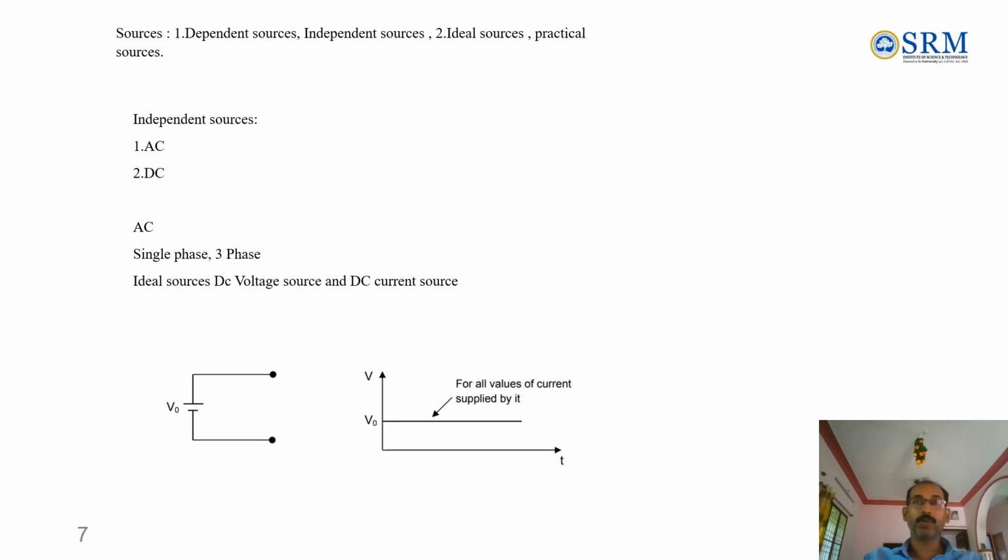For example, if you take a voltage source, definitely there will be some internal resistance. If the internal resistance is 0 or negligible, you can call it an ideal source. In practical sources, definitely there will be some internal resistance. A practical voltage source example is a battery cell.